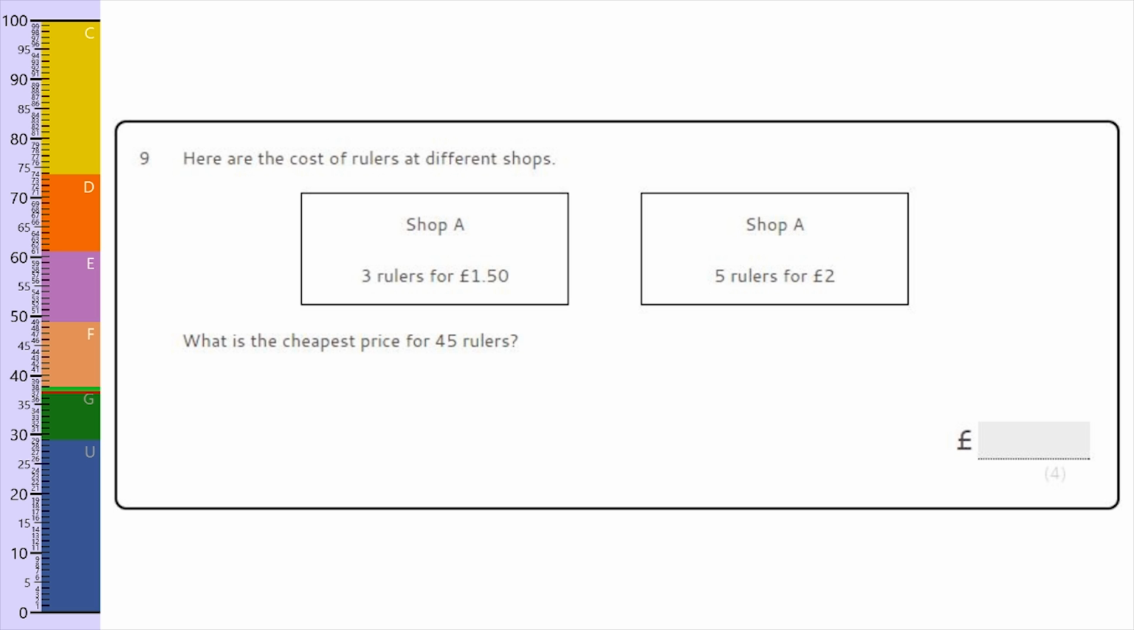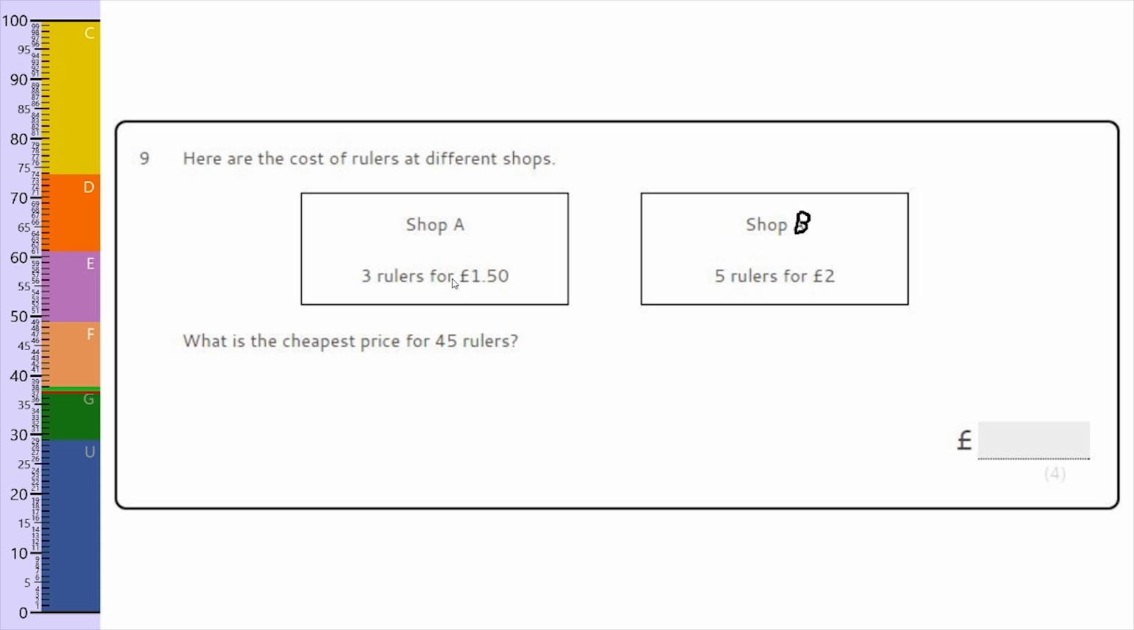Okay, so this question involves two shops. I believe this probably should say shop B. You'll probably find when you visit the website it will say shop B rather than shop A again. So it says, what is the cheapest price for 45 rulers?